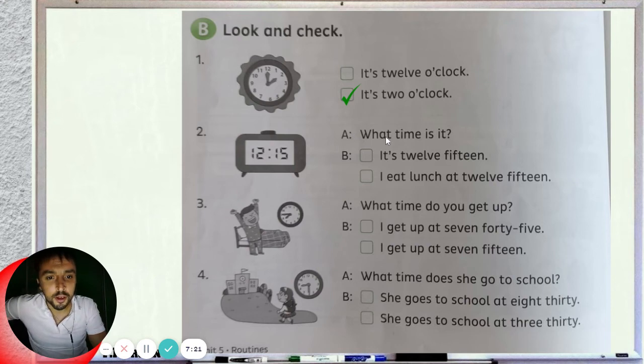Let's do number 2. What time is it? Okay, so let's look at the clock. Is the answer it's 12:15? Or I eat lunch at 12:15? What's the answer? Well, the question is what time is it? I'm not asking about what time you eat lunch. It doesn't say anything about your lunch. I just want the time. And the time is 12:15. So tick. Okay, that's 1 and 2. You can do number 3 and number 4 by yourself.